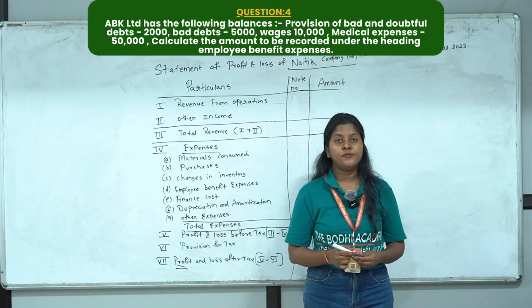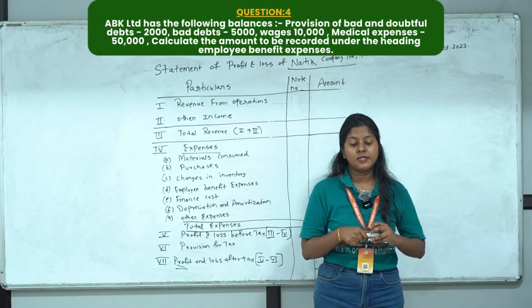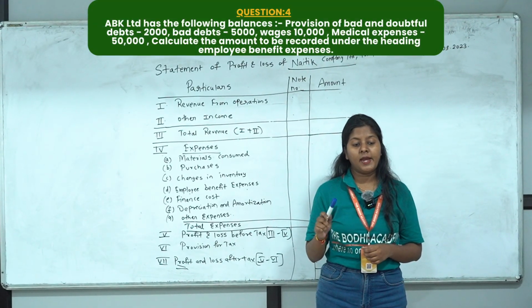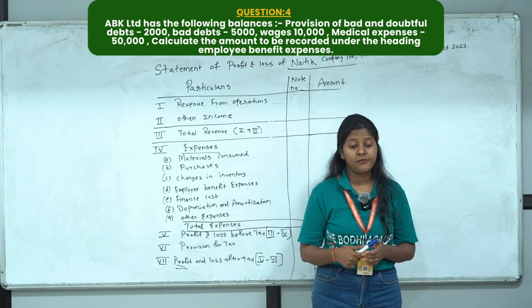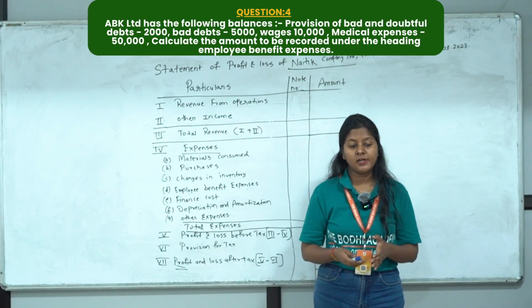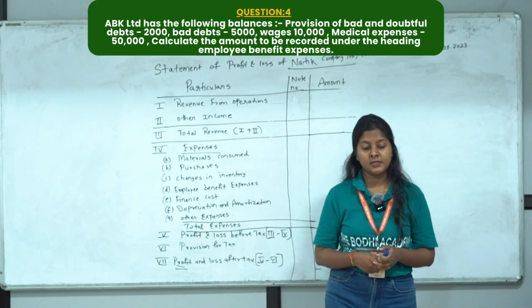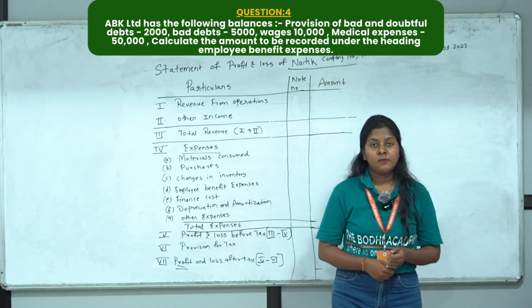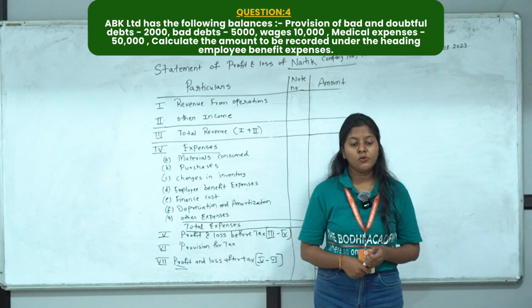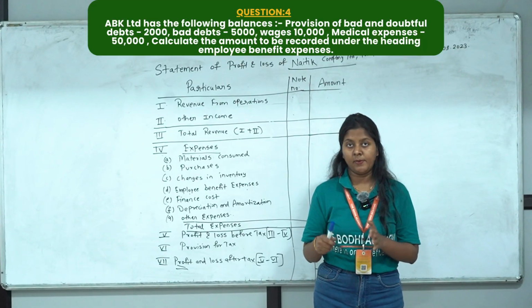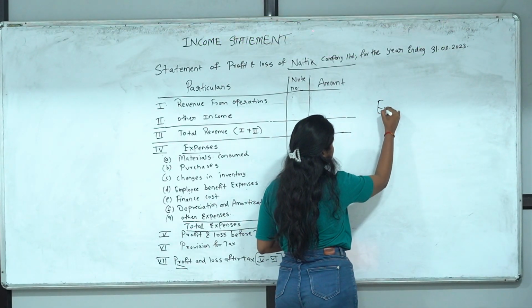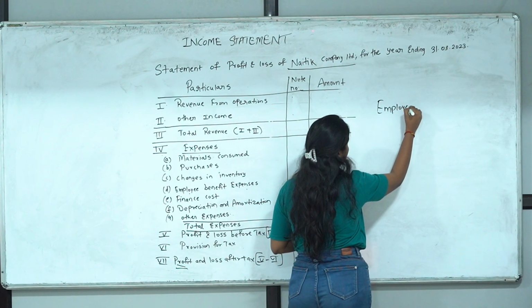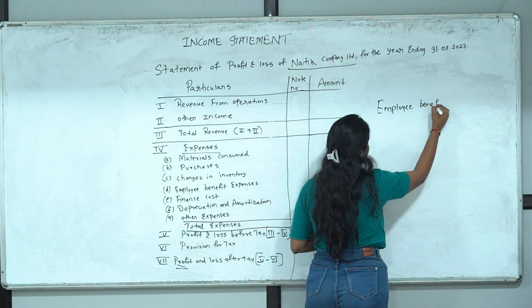Next, ABK Limited has the following balances: provision on bad and doubtful debt as 2,000, bad debts 5,000, wages 10,000, medical expenses rupees 50,000. Question is, calculate the amount to be recorded under the heading employee benefit expenses. So you have to write down employee benefit expenses, the heading, because you have to calculate the amount.